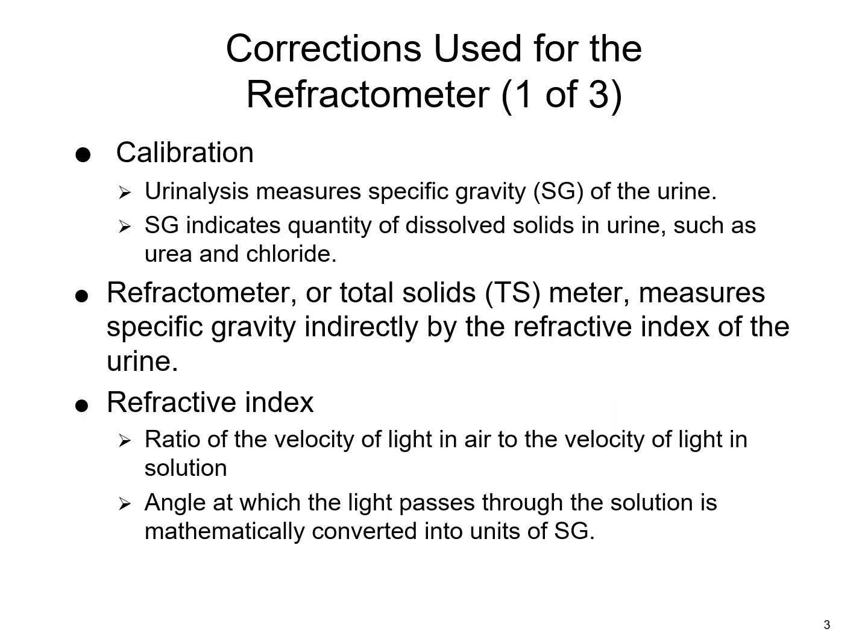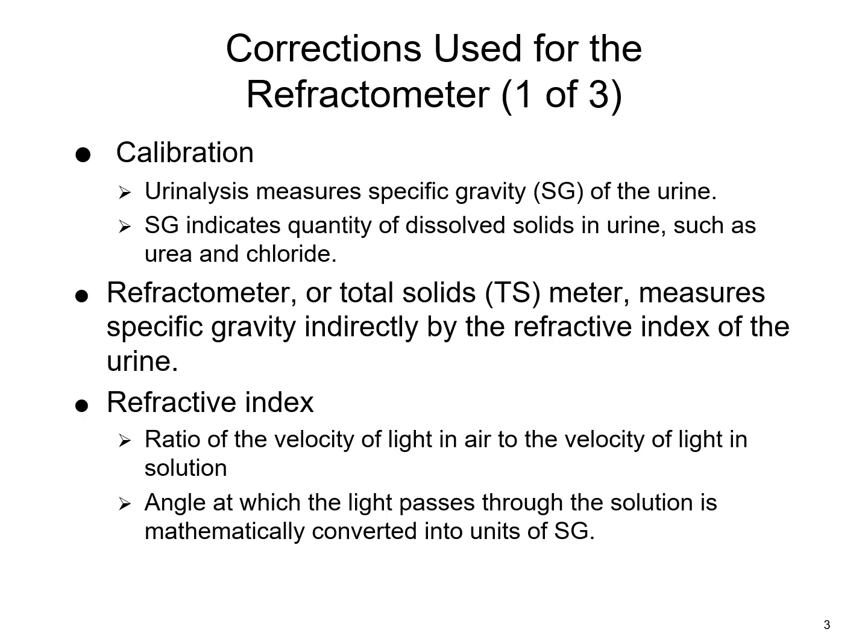gravity of the urine. And so the specific gravity is basically looking for the quantity of dissolved solids that are within that urine. This could be things like urea, chloride. Years ago, the specific gravity was done by the use of a refractometer. And what the refractometer does is it measures the total solids per meter.